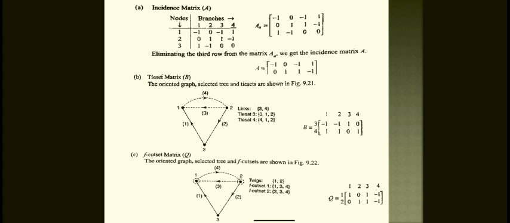So here, eliminating the third row from the matrix A. What is the third row? Here, the last row should be eliminated, and we will get the incident matrix A. So this is the incident matrix. First we have to find the complete incident matrix, and after that you have to eliminate the third row, then you will get the incident matrix of a given graph, whatever it may be. So here, just observe: minus 1, 0, minus 1, 1, 0, 1, 1, minus 1.